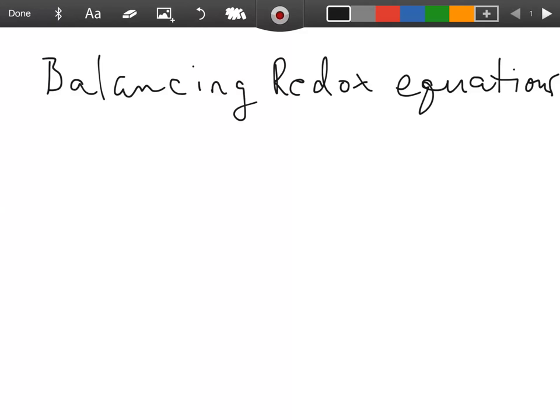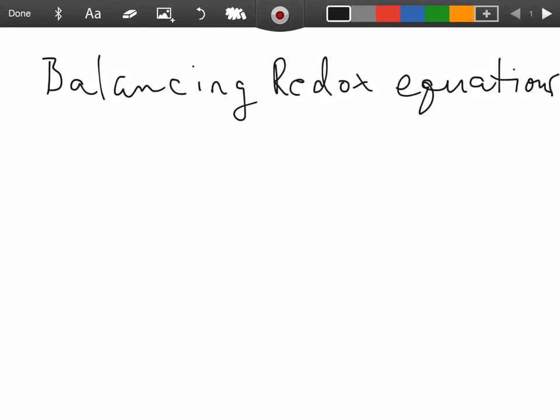Today we're looking at balancing redox equations. The other day I was talking about redox equations without ever really quite mentioning what set a redox equation separate from all the other kinds of equations. And when we were looking at oxidation states or oxidation numbers, we found that those can change.